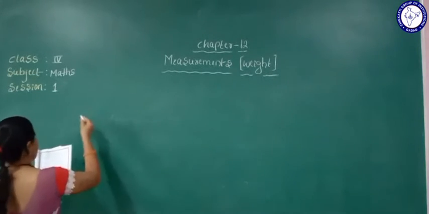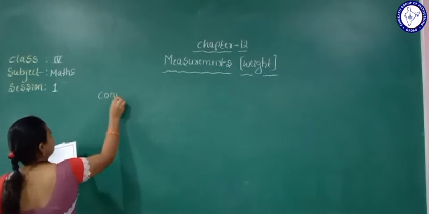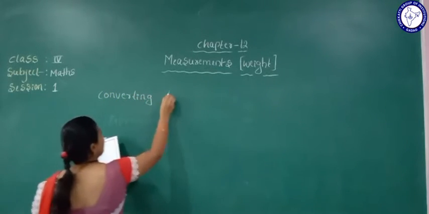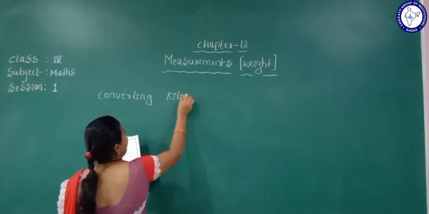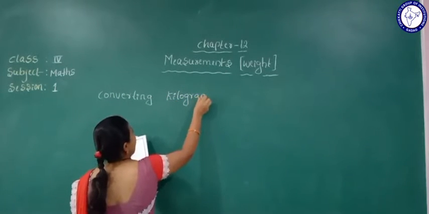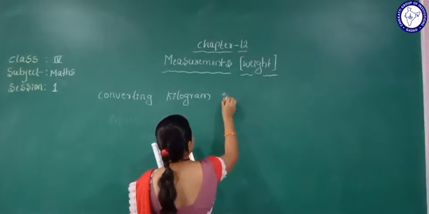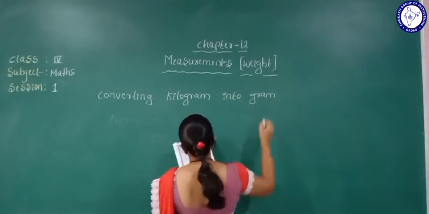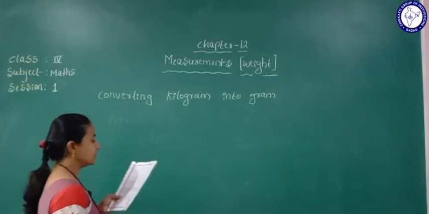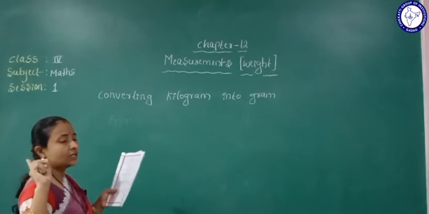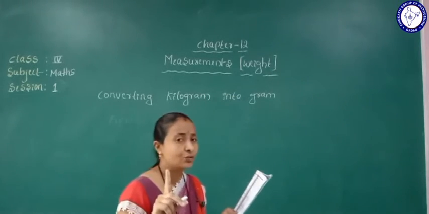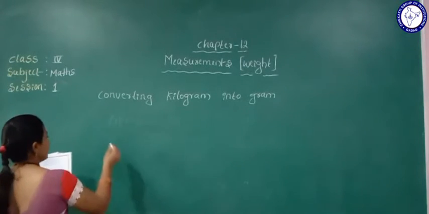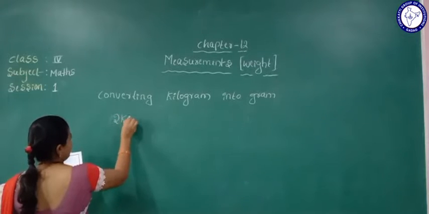They have given here converting kilogram into gram. Okay, now we will start. First, remember in your mind, 1 kg is equal to how many grams? 1000 grams. So the first example they have given here is 2 kg.